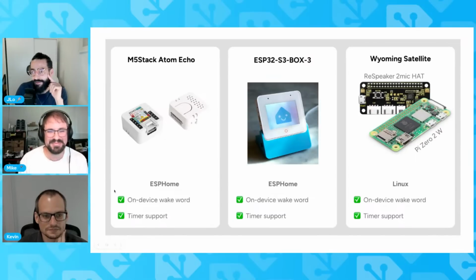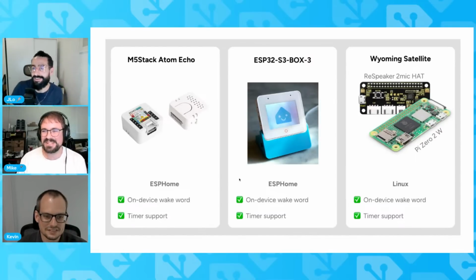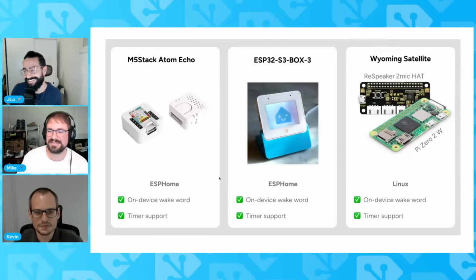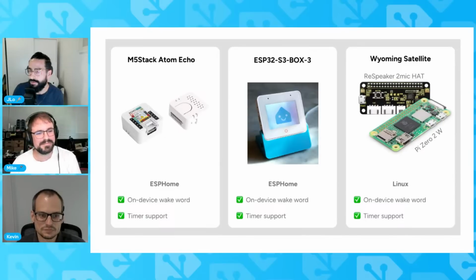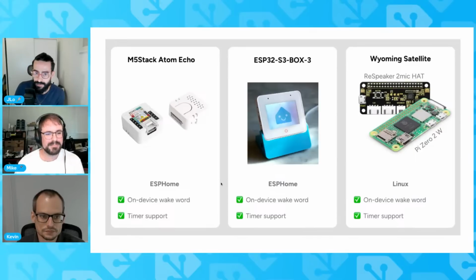As of today, on-device wake word is coming soon for the Atom Echo. It'll be in the next ESPHome release. When is it actually? This week is beta week. Next week is the Home Assistant one. So in 3 weeks, I think. Okay, because it's supposed to be 2 weeks after.